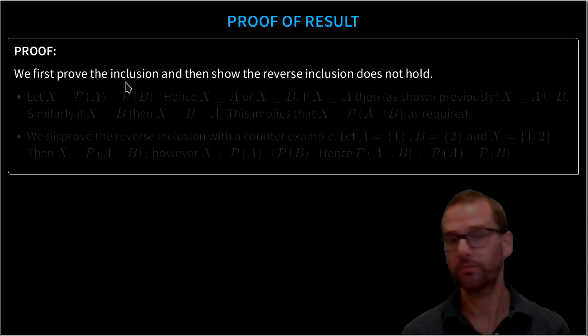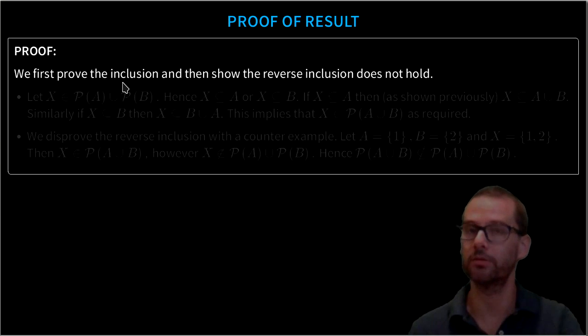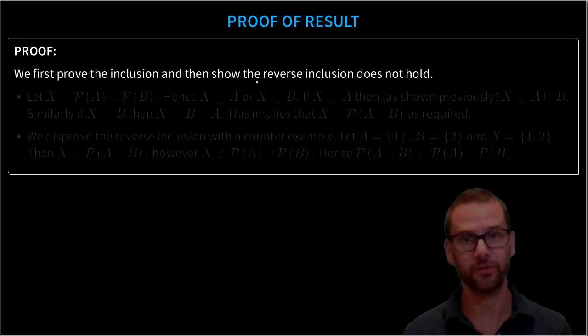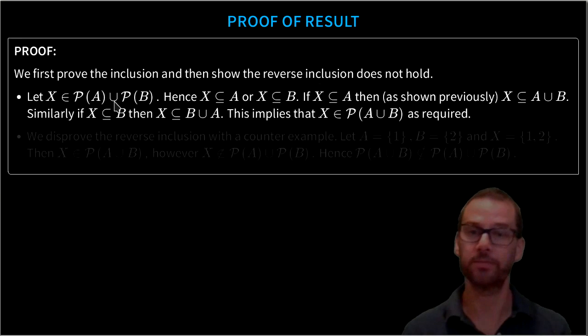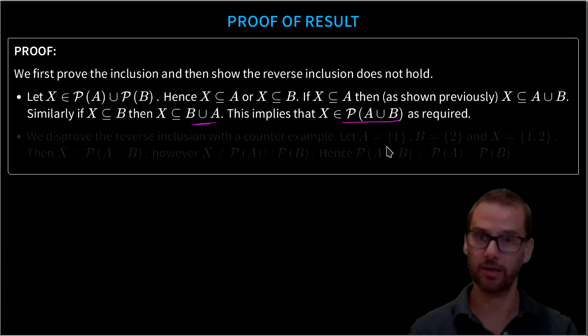So we can write this up. Proof: we tell the reader the structure we're going to use. We're going to prove that first inclusion and then show that the reverse inclusion doesn't hold. So for the first inclusion, let X be in the left-hand side, then X is a subset of A or it's a subset of B. If it's a subset of A, then as we showed a few slides back, that means X is a subset of A union B. And similarly, if X is a subset of B, it's a subset of B union A. And in both cases, this implies that X is in that power set. So if it's in the left-hand side, then it's in the right-hand side.